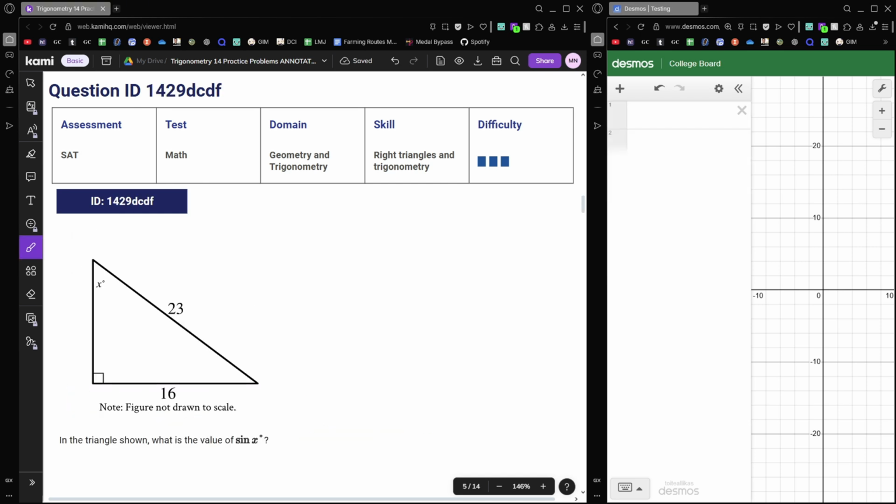Question number 5. In the triangle shown, what is the value of sine of x degrees? So in SOHCAHTOA, sine is SOH, which is opposite over hypotenuse. So here's angle x, and opposite of angle x is 16. And then the hypotenuse is going to be opposite of the right angle, and that's going to be 23. So our answer is literally just 16 over 23.